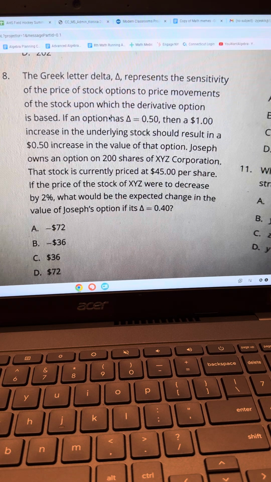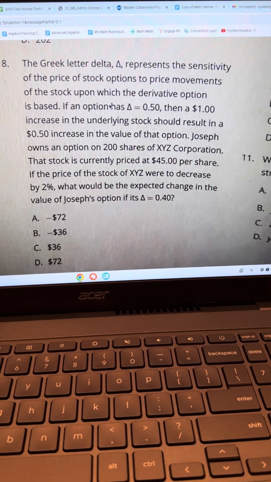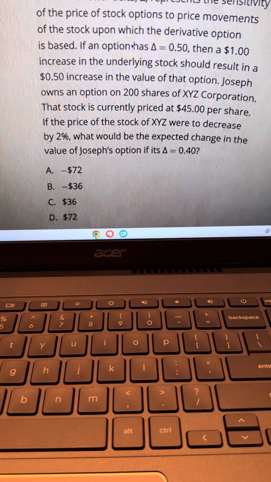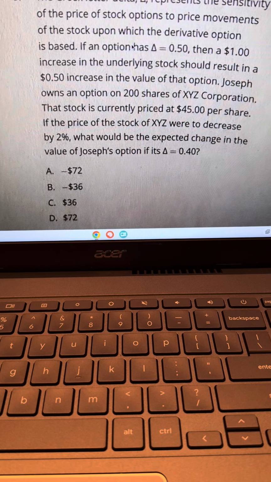Joseph owns an option of 200 shares of XYZ Corporation. And that part we do need to know. Then we're told the stock is currently priced at $45 per share. And we also know that the price of the stock will decrease by 2%. What will be the expected change in the value of Joseph's option if the delta is equal to 40 cents? So 0.40. We have the 4 options here, and I'm just going to put the option choices on my board. We've got a loss of 72, a loss of 36, positive 36, and positive 72.